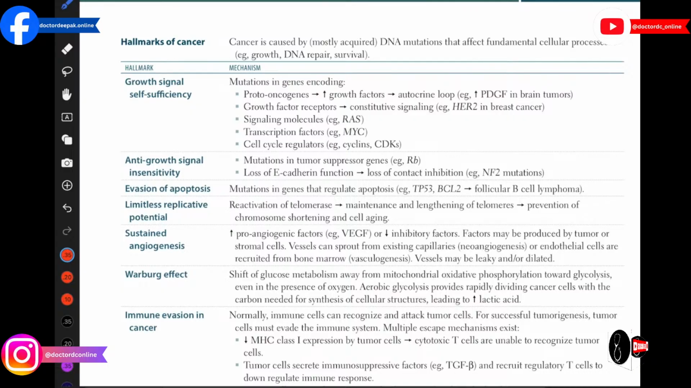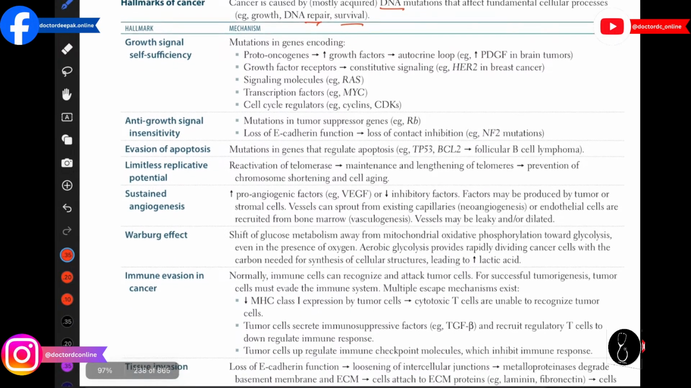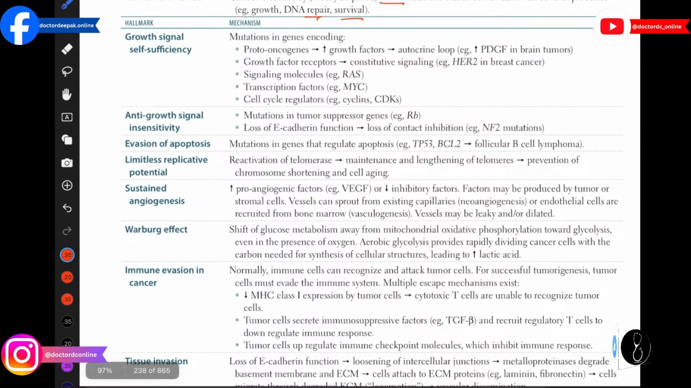Hello everyone, today we are going to start the hallmarks of cancer. Cancer is caused by multi-sequence DNA mutations that affect fundamental cellular processes like growth, DNA repair, and survival. Due to these features, we can differentiate cancer cells from normal cells. They show some hallmarks and features, and we are going to talk about them one by one.